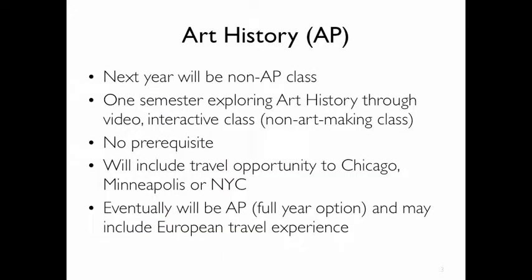Art History, as I explained, is the only non-prerequisite class. As you can see here, next year this will be a semester-long course, but eventually we hope to expand it to a full year option. Students can either choose to take it for the semester or expand it to the full year, which will become an AP course. Once the course is expanded to AP, we hope to include travel to either Italy, France, or Spain as part of the option. We will not be able to do this trip yearly, but we'll look to do it every other year.